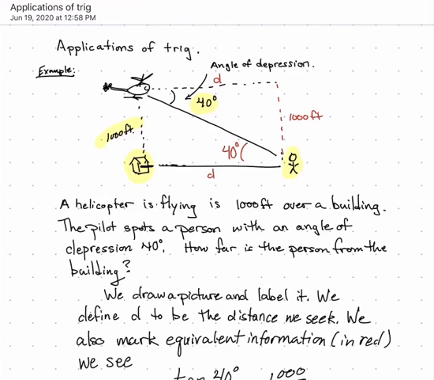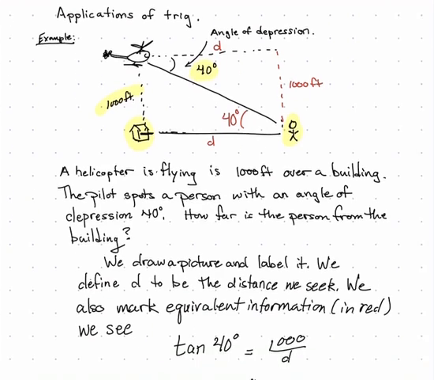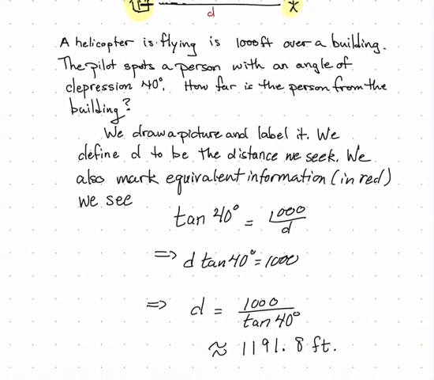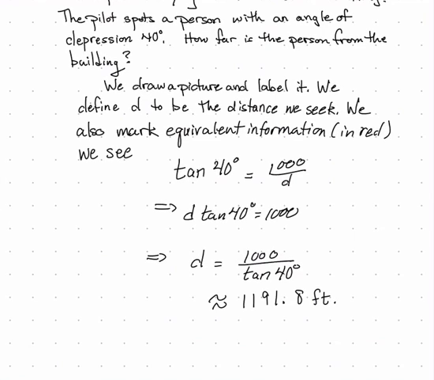So I set up my variable, and now I know I want an equation involving D, 40 degrees, and 1,000. So I look at the relationship between 40 degrees and 1,000, and I see that it's opposite, and D is adjacent, so I should be looking at the tangent of 40 degrees, and I see that that's 1,000 over D. Now I multiply both sides by D, divide by tangent of 40, and I can approximate this with the calculator, and I get it's about 1,191.8 feet.